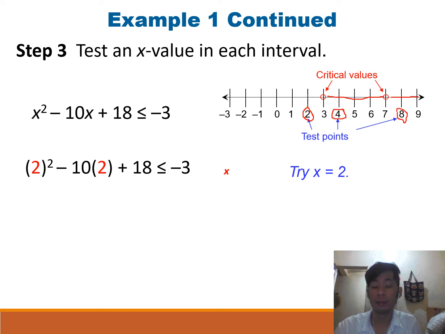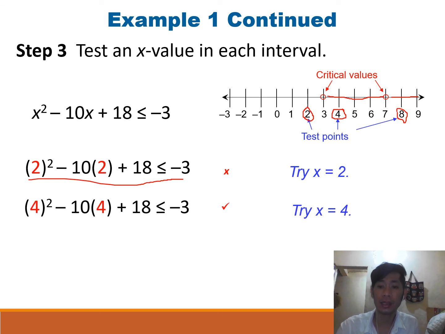So, by using substitution po, papalitan lamang po natin si x ng 2. So, kapag in-evaluate na po natin to or sinimplify, hindi po siya magiging true, false po magiging sagot siya. Dahil po, ang sagot po dito ay 2. Ito po sa part na ito, 2. So, ang 2 po ay not less than or equal to negative 3. So, mali po yan.